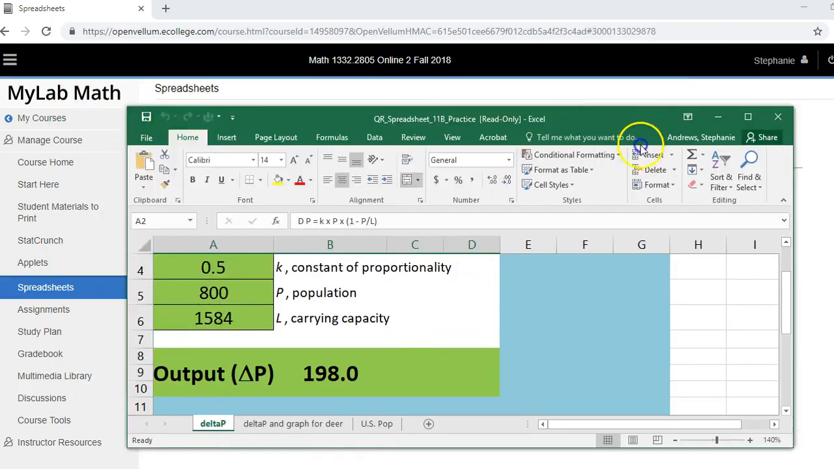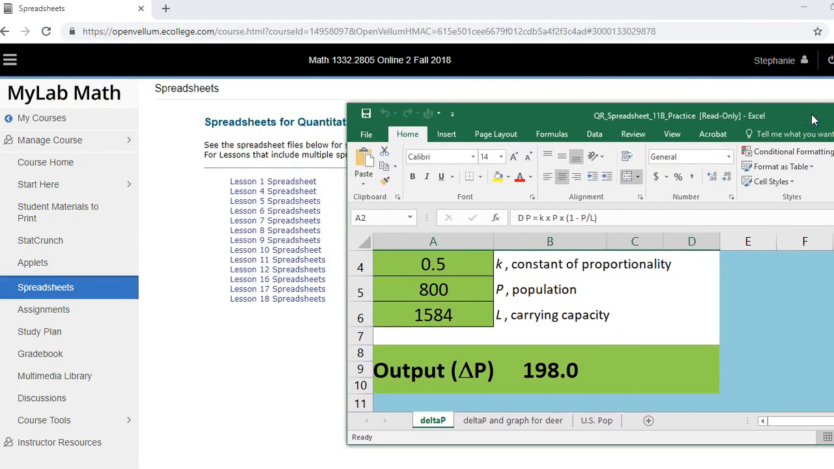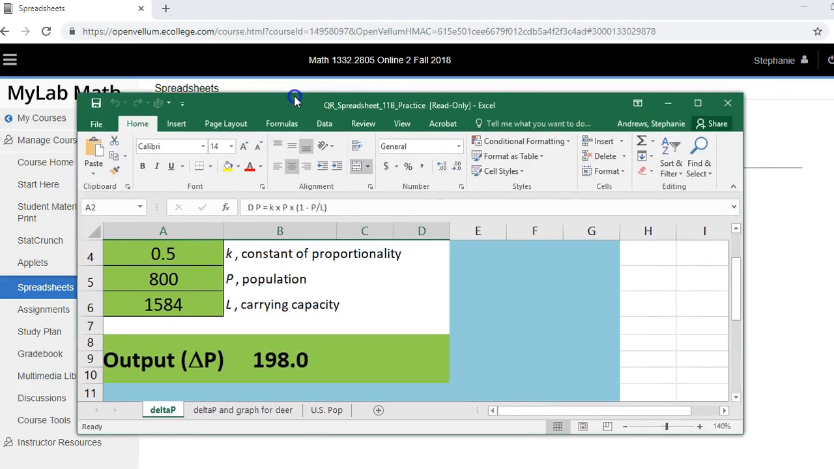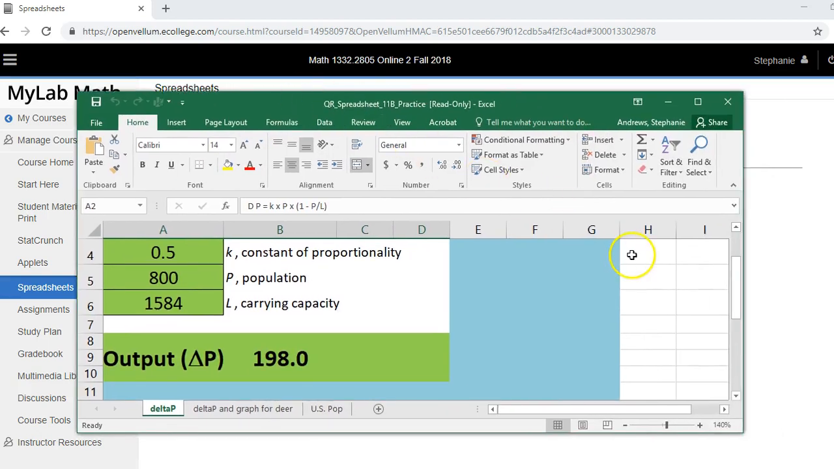That ends our lesson, but before you head off to do your practice assignment, I want to point out that, remember, you have spreadsheets in MyMathLab. This is lesson 11B, so we'd click on 11, you have to open the zip file, then open the file itself, and then you would find 11B practice.